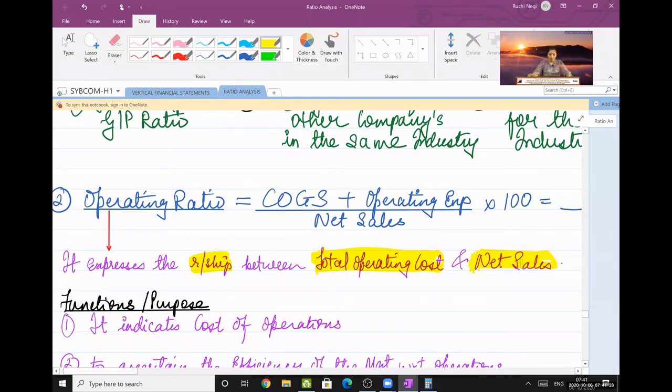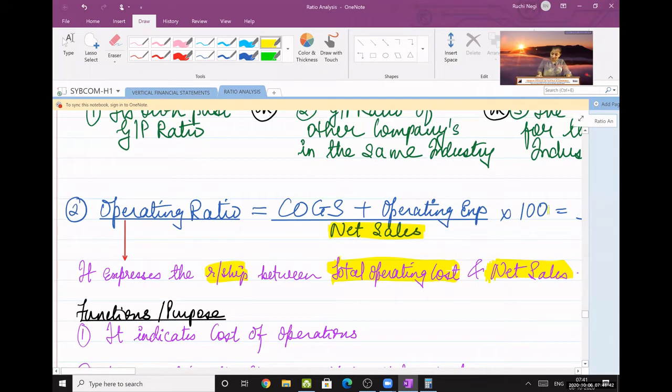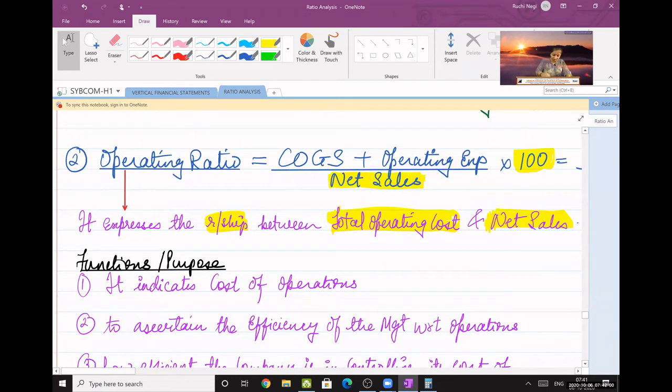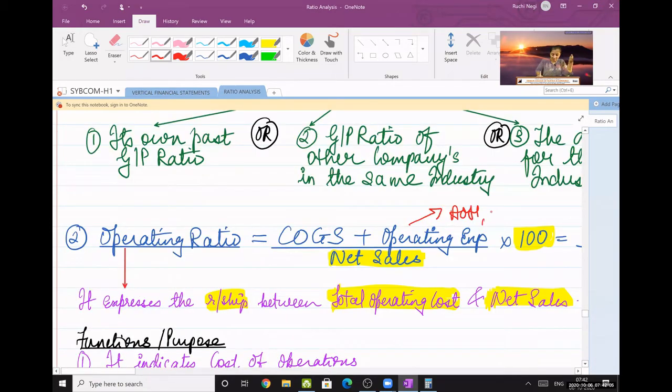So see, formula is COGS plus operating expenses upon net sales into 100. And your final answer will be in percentage. Didn't I say your denominator will be same in all the formulas, and this into 100 element will also be common in all the formulas. Only your numerator will keep changing depending on what you are calculating. And operating expenses, maybe there are 3 varieties. Don't forget that, students, the operating expense may be 3 varieties: admin, selling, and financial expense.